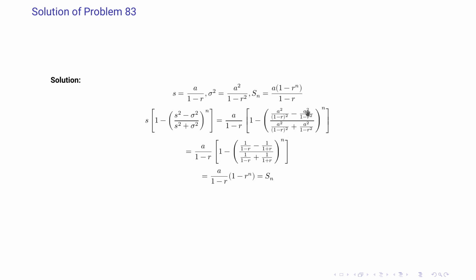So you see A square will get cancelled. 1 minus R will get cancelled. Over here it will be 1 minus R. Over here it will be 1 plus R. So we have this. And now if we evaluate this entirely, it will become 1 minus R to the power n. So the final value is A by (1 minus R) into (1 minus R to the power n), which is equal to Sn.